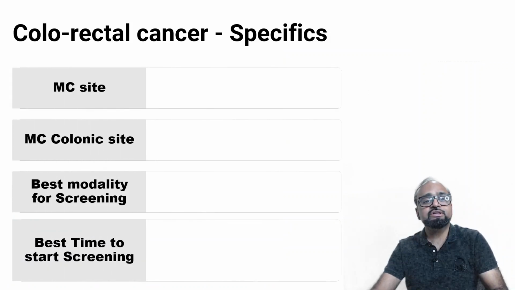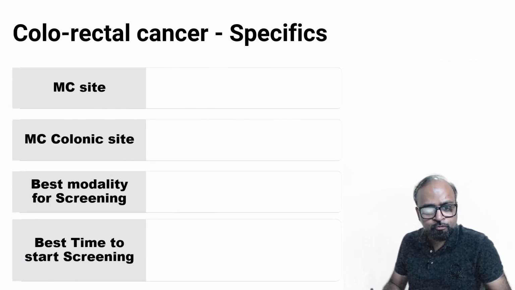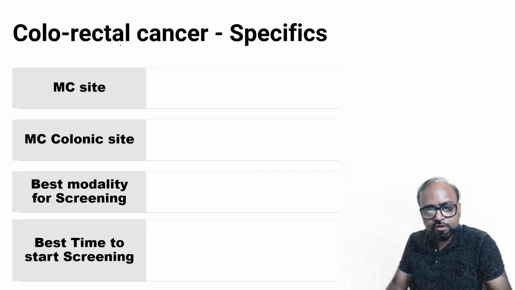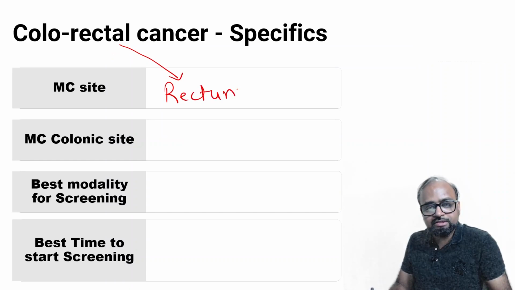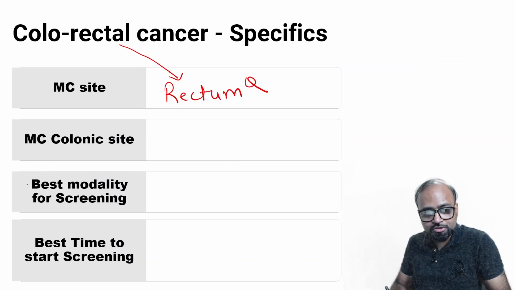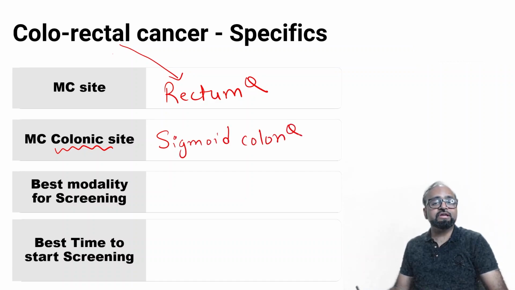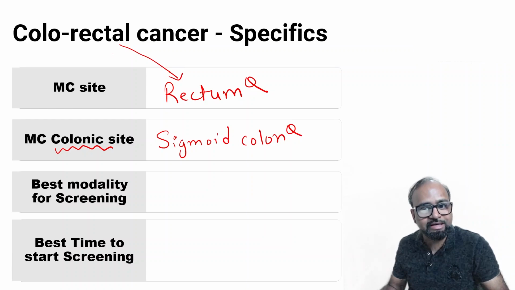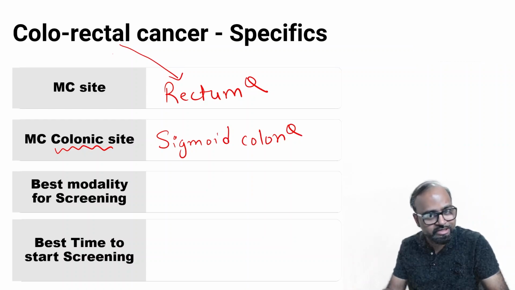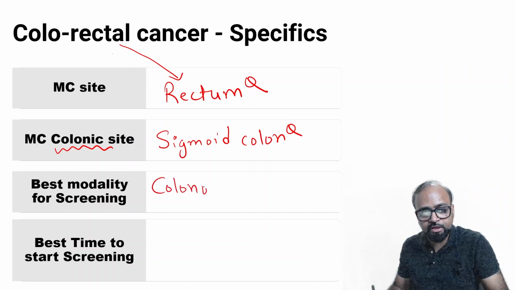Now let us quickly look at certain specifics related to CA colon. So colorectal cancer, the most important site, remember, is the rectum. But if they ask you specifically what is the most common colonic site of involvement of colorectal cancer, then remember it is the sigmoid colon. So the most common site of colorectal cancer is the rectum, but if they specifically ask you the most common colonic site, it is the sigmoid colon. The best modality for screening, remember, is colonoscopy. Best modality for screening is colonoscopy.